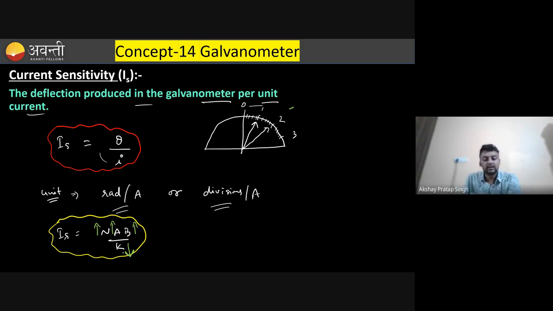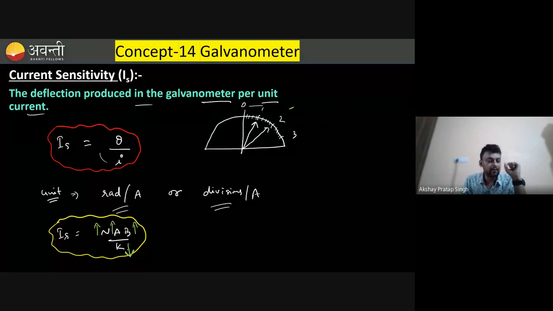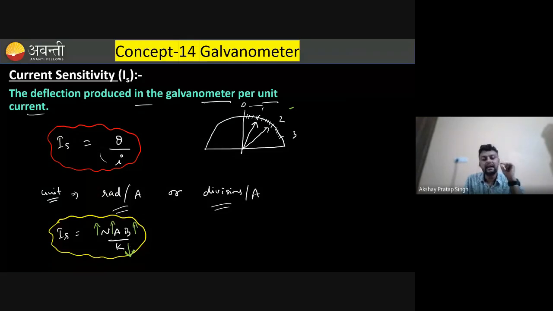Now, out of which the torsional constant of phosphor bronze material is the lowest. That's why phosphor bronze material was used in the form of strip. Can you see that? Phosphor bronze material was used in the form of strip because it has the lowest torsional constant. I hope this question is clear. Why is phosphor bronze used?